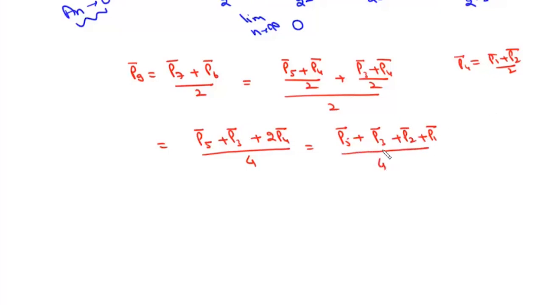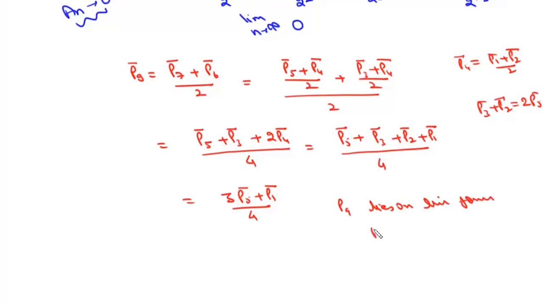And P5 is the midpoint of P3 and P2, so we can write P3 plus P2 as 2 times P5. So this is actually (3 times P5 plus P1) by 4. So basically this P9 divides P1 P5 in the ratio 1:3, and therefore this point P9 lies on the line joining P1 and P5, and this is what we need to prove in this question.